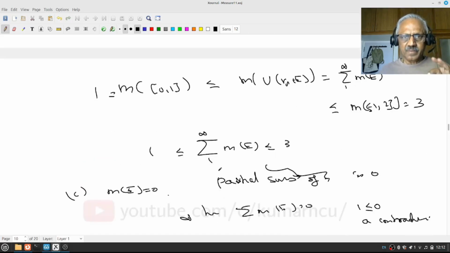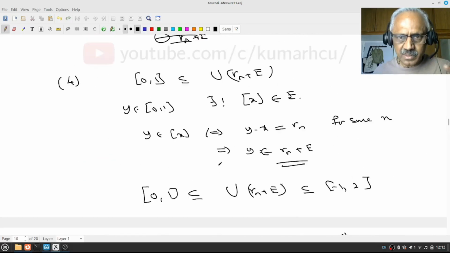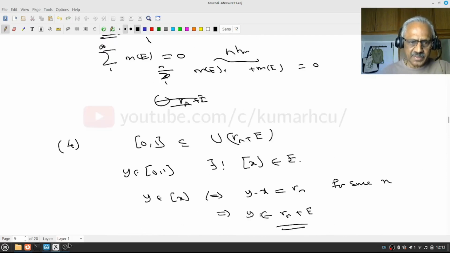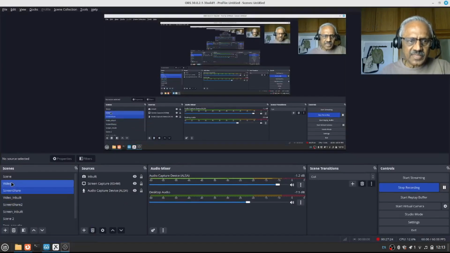First understand what the axiom of choice said, and from the axiom of choice, what we concluded was the existence of a set E with what property? E has exactly one element from each equivalence class and only one element. Both are important: it has at least one element and it has at most one element. That fact we used. Please go through that.